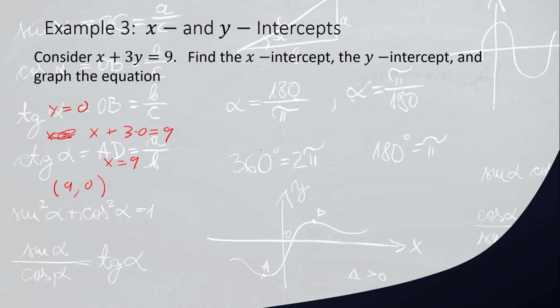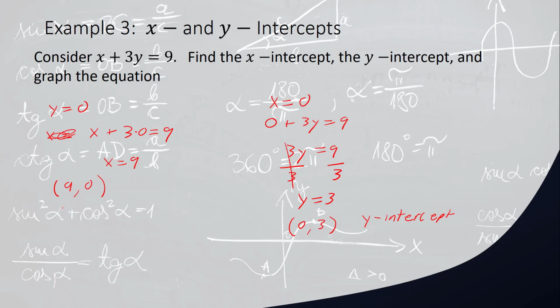Okay, what about our y-intercept? Well, for that one, we are going to let x equal 0 and solve for y. That will be 0 plus 3y is equal to 9, which is 3y is equal to 9. We will divide both sides by 3. These cancel, and we have y is equal to 3. And the associated ordered pair is, well, x is 0, y is 3, so 0, 3. This is the y-intercept, and this is the x-intercept.